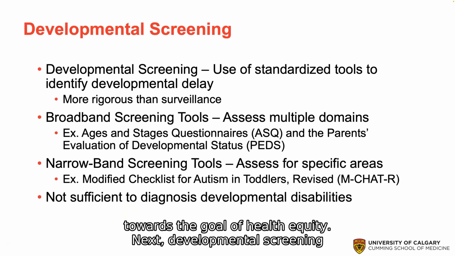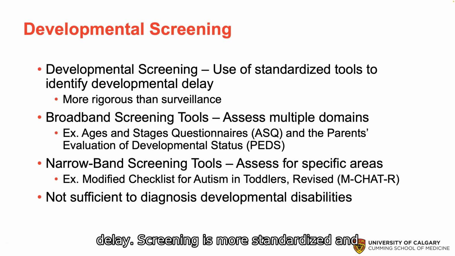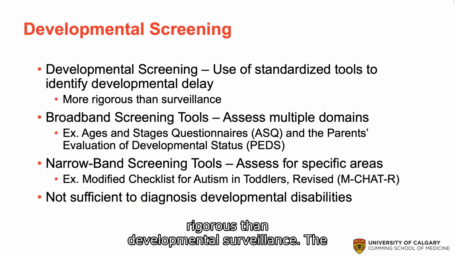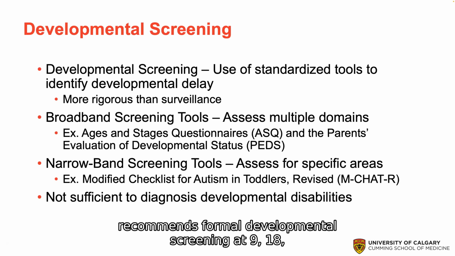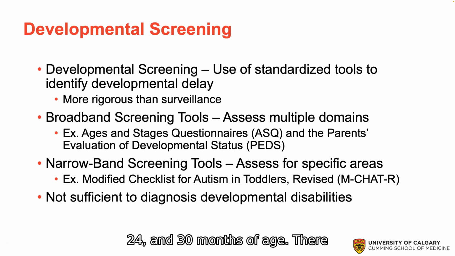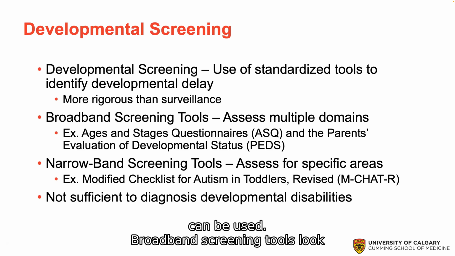Next, developmental screening is defined as using standardized tools to identify developmental delay. Screening is more standardized and rigorous than developmental surveillance. The AAP, or American Academy of Pediatrics, recommends formal developmental screening at 9, 18, 24, and 30 months of age. There are multiple different screening tools that can be used.